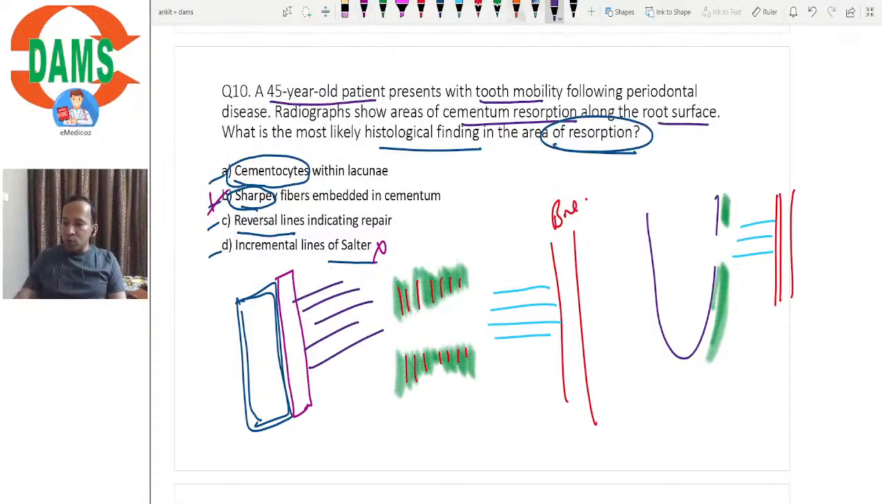So when resorption occurred, what happened? When there was resorption, this entire cementum was resorbed, isn't it? Cementum was resorbed, and so was the dentine. But then there must have been an attempt at repairing, right? There had been an attempt at, okay, the lag is causing problems, my connection is running very slow.